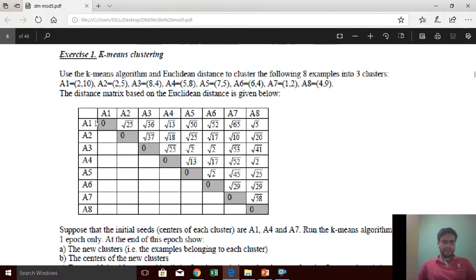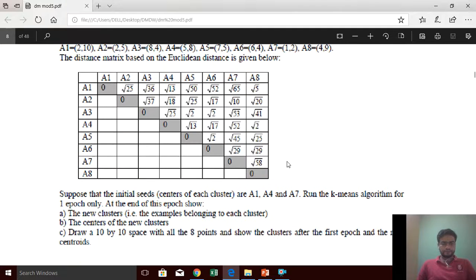Now what is given: A1 to A1 distance is 0, A1 to A2 is root of 25, A1 to A3 is root of 36, A1 to A4 is root of 13, A1 to A5 is root of 50, A1 to A6 is root of 52, A1 to A7 is root of 65, A1 to A8 is root of 5. Similarly, A4 to A1, A2, A3 is not given because we already know A1 to A4, A2 to A4 and A3 to A4. A4 to A4 is 0, and A4 to A5 is root of 13, and root of 17, root of 52 and so on.